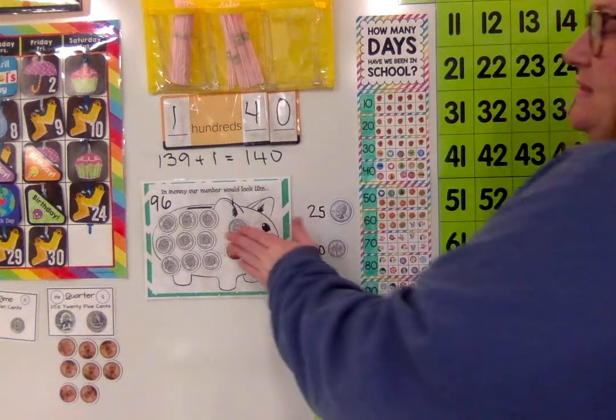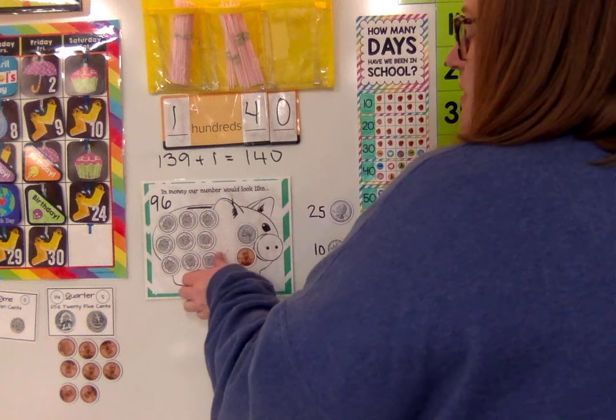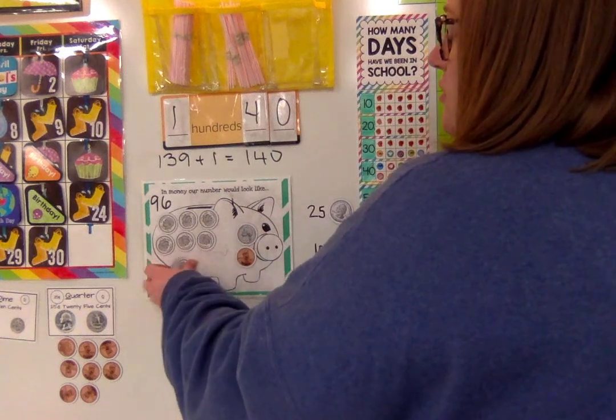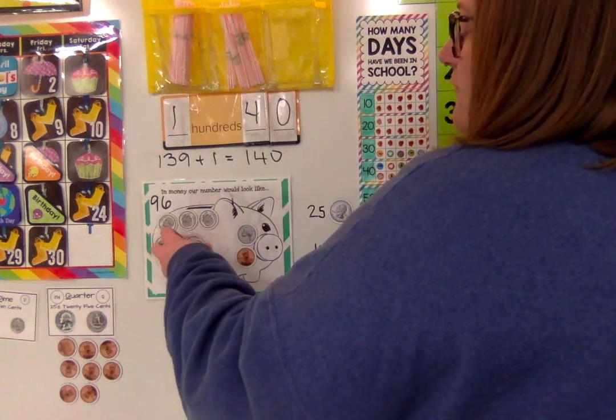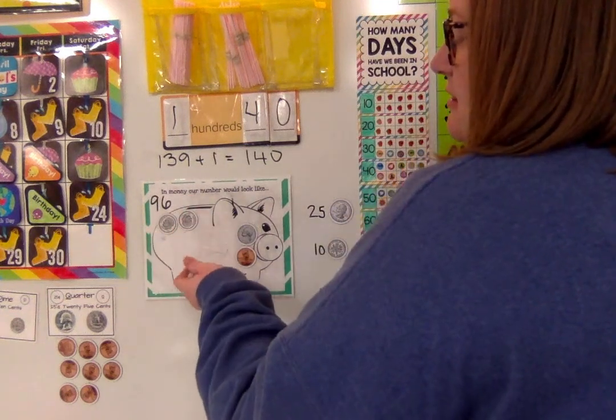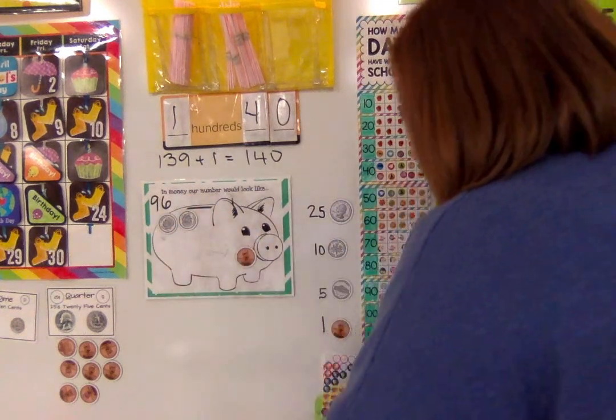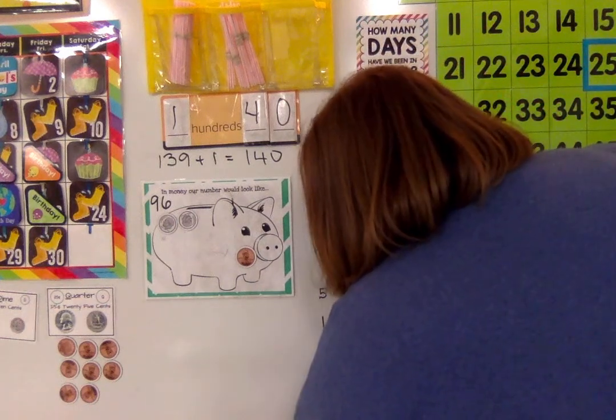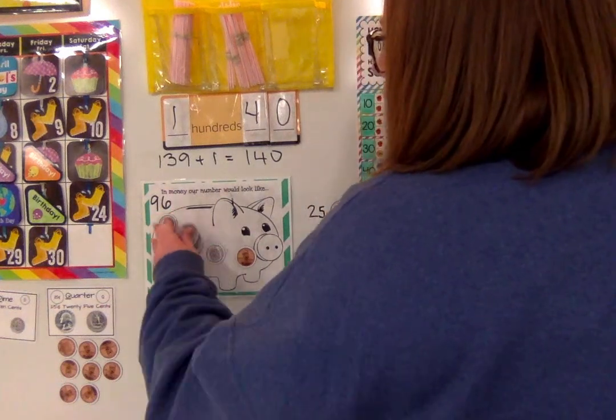So we could do 9 dimes, a nickel and a penny. 1 nickel, 1 penny gets us 96. Okay, I'm going to keep my 6. I'm going to trade 10, 20, 30, 40, 50, 60, 70. And a nickel gives me 75, which I know is the same as 3 quarters.